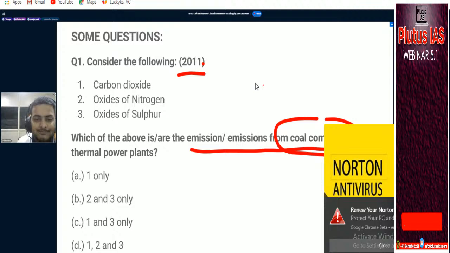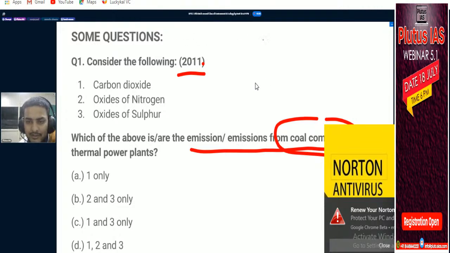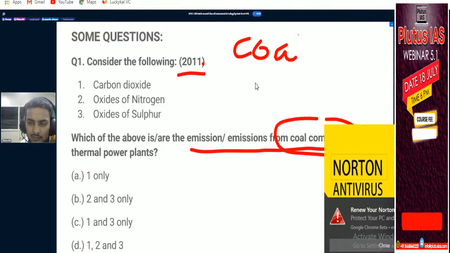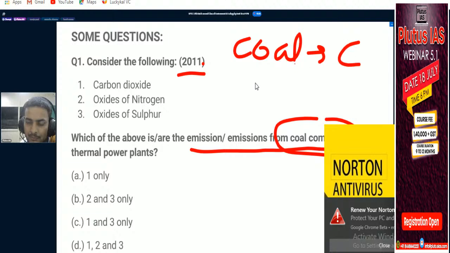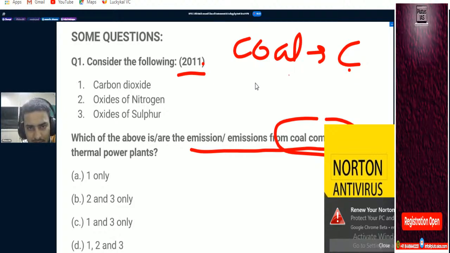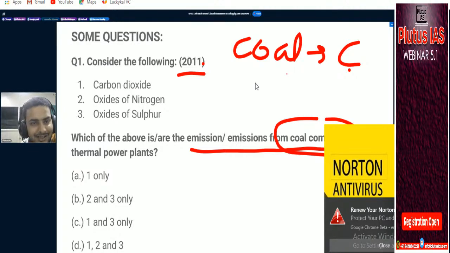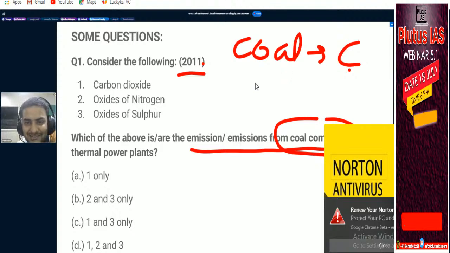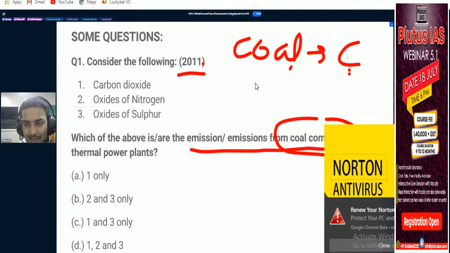Okay, let me move ahead. We all know that the major component of coal is carbon, am I right? Please reply. The major component of coal is carbon. And when combustion happens, the carbon plus oxygen from air will form CO2. So definitely 1 is the correct answer.